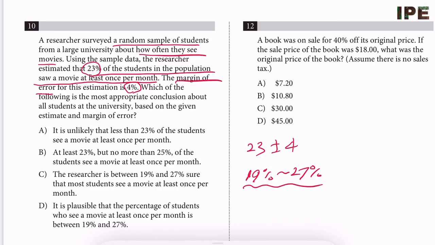19% to 27%. Okay? That doesn't mean 100% surely that 19% to 27% of the whole population, all the students in the large university, actually watch a movie at least once. It doesn't mean that, but it looks like that, not 100% sure. So C and D say between 19% and 27%. But C says sure, and it cannot be sure, right? So it's plausible that the percent of students who see a movie at least once per month is between 19% and 27%. D is the answer, because the sample represents the whole group, but it is not sure.